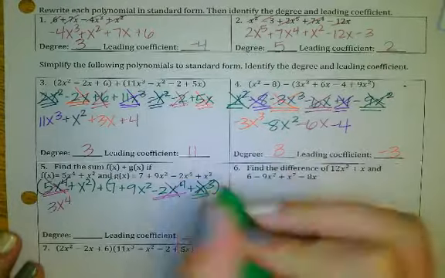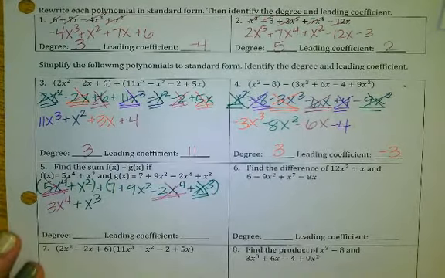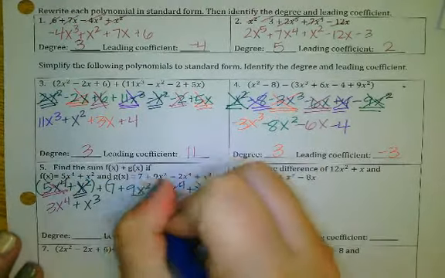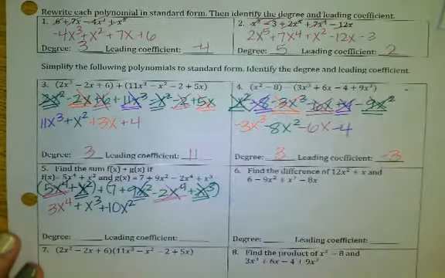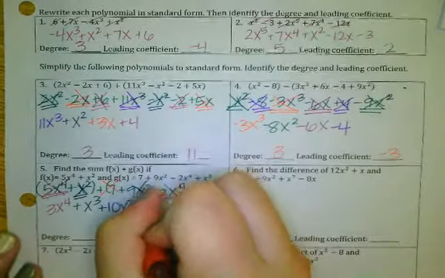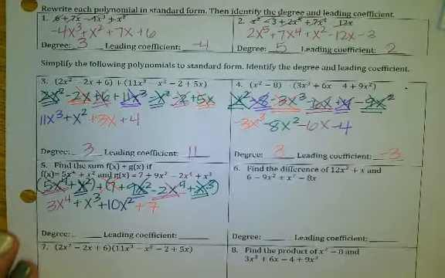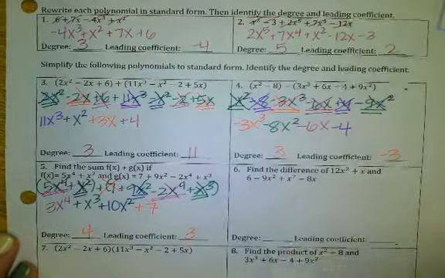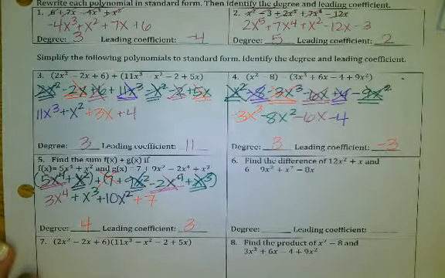X cubed. Then what? Okay, because we have x squared and 9x squared, so that's going to give us 10x squared. And last but not least, plus 7. Okay, what is my degree? 4. And my leading coefficient? 3. Questions on number 5?